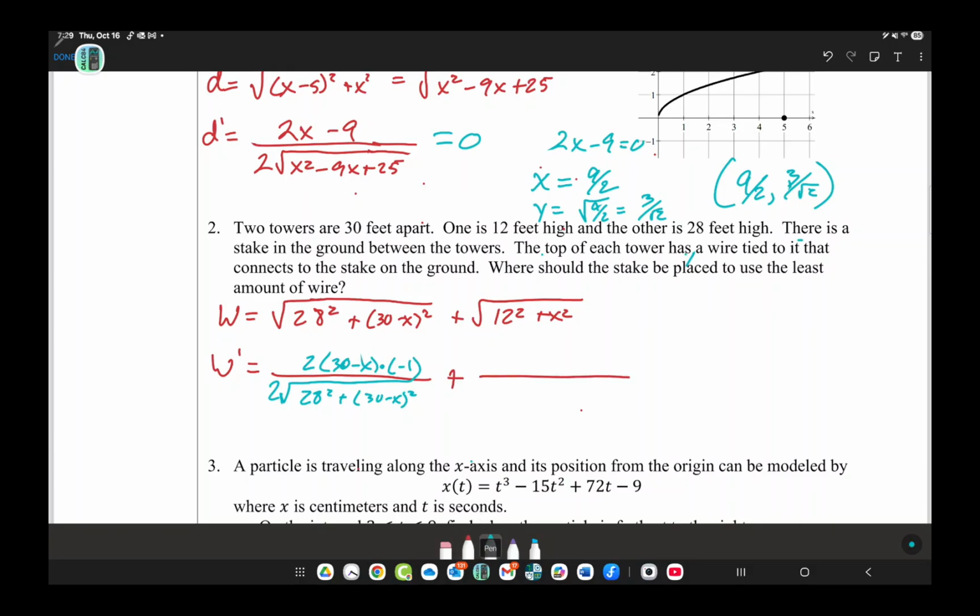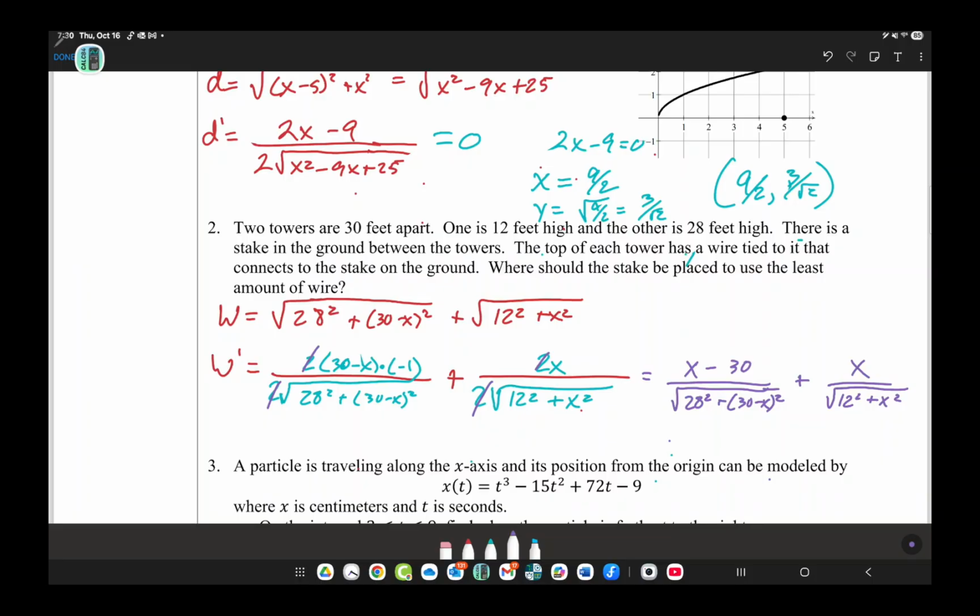Plus 2 square root of 12 squared plus x squared over 2x. Now we can simplify this a little bit because we have the 2 here and here. And we can distribute and make this x minus 30 over the square root of 28 squared plus 30 minus x squared, plus x over square root of 12 squared plus x squared.